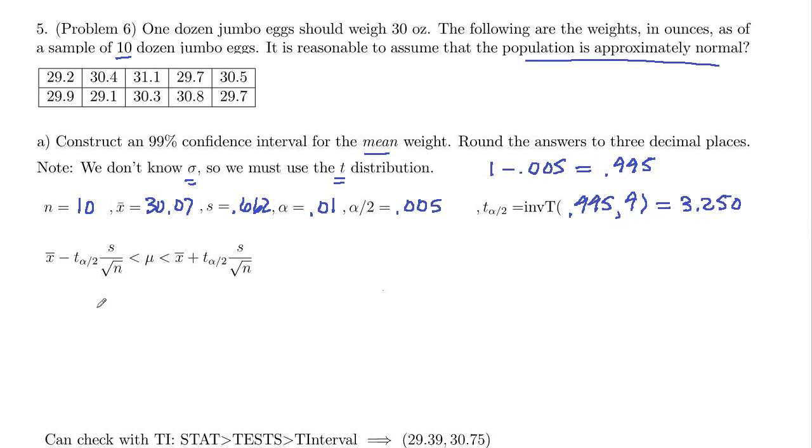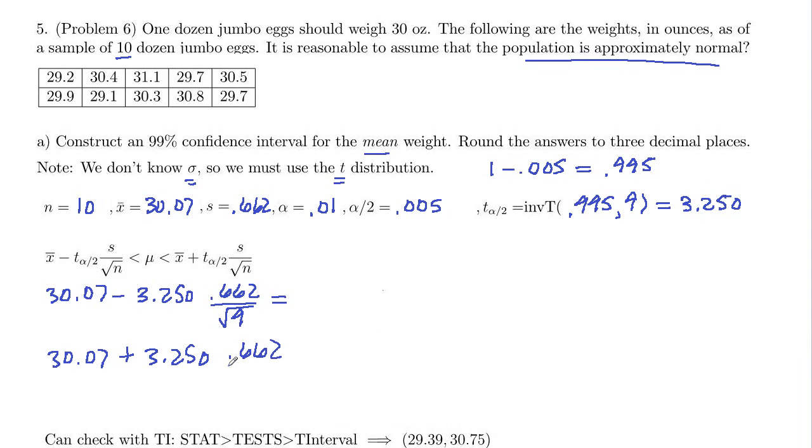So now we can go ahead and plug in. So our x bar is 30.07. We subtract the 3.25 times s, which was 0.662, divided by square root of 10 minus 1, 9. And then we do the same thing, but adding the margin of error. So 30.07 plus the 3.25 times 0.662 over root 9.